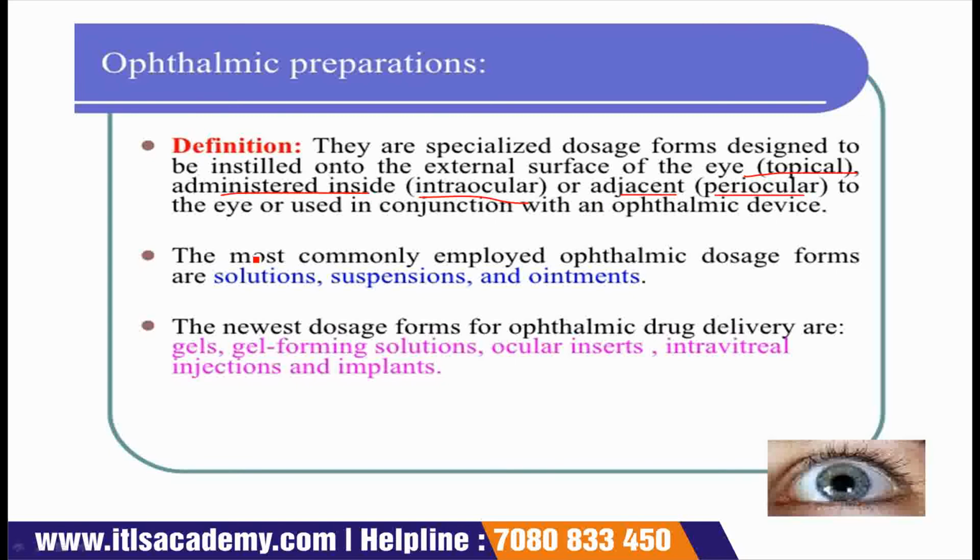We can say there are three types of ophthalmic preparations. First one, that is applied on the external surface or topical. Next one, that is administered inside the eye, that is intraocular, or adjacent, that is periocular, to the eye or used in conjunction with an ophthalmic device.